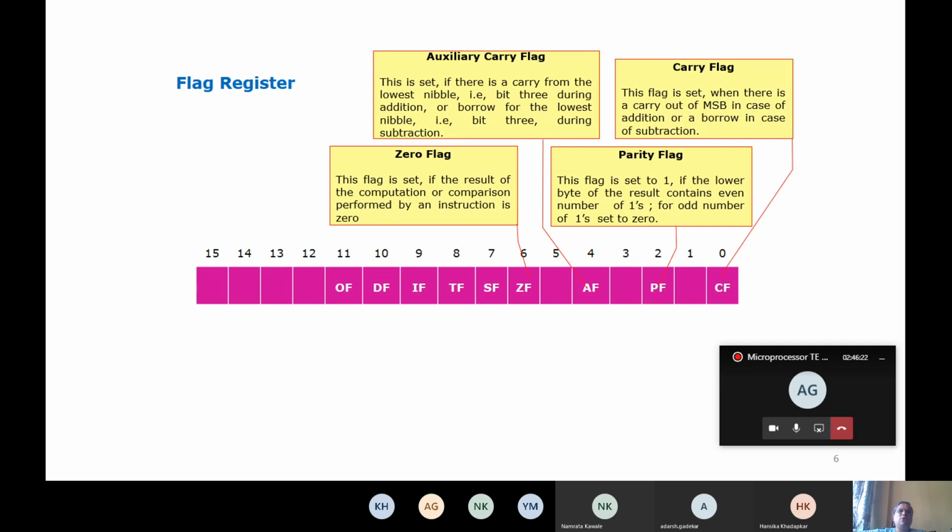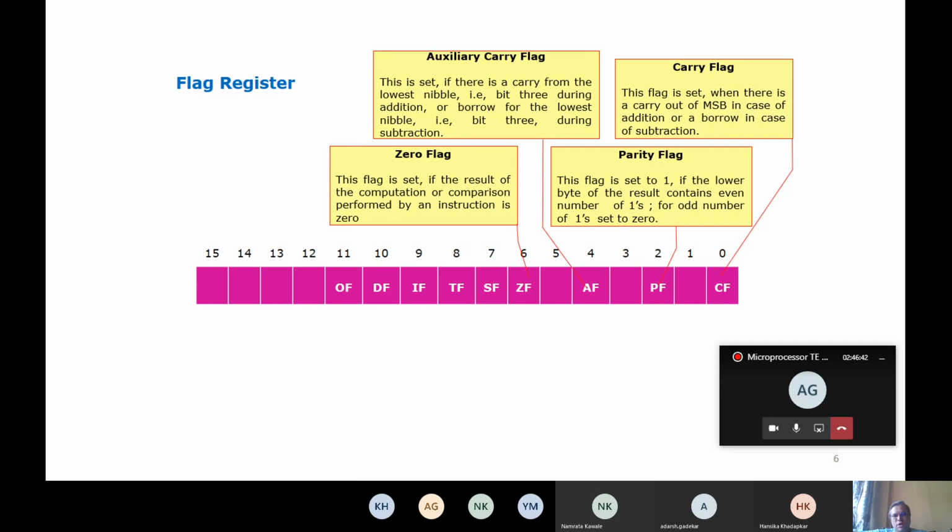So if the result of any arithmetic or logical operation is zero, then the processor will set this flag. Otherwise, this flag will be cleared. So you can write the explanation of the zero flag. This flag is set if the result of the computation or comparison performed by the instruction is zero.